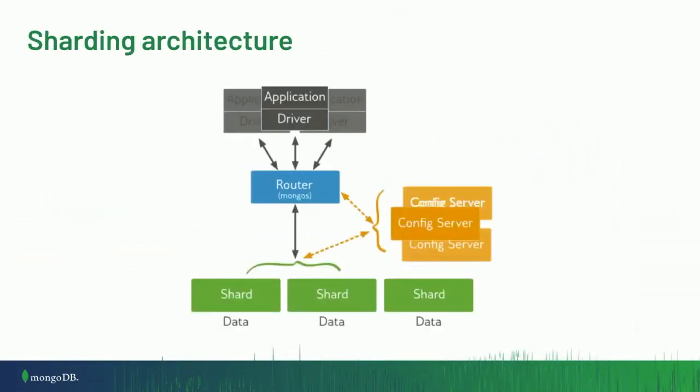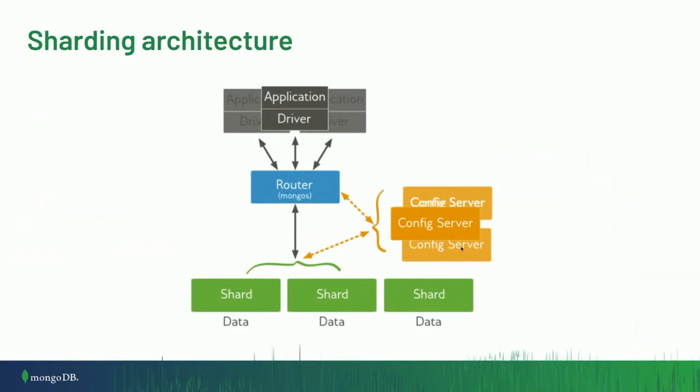So sharding is typically deployed in this configuration. There are three types of nodes. We have the shards in the bottom, which I already described. Each one of these is 3 nodes for high availability, a primary with 2 secondaries, and this is what contains the data. We have the router, which is what the application and the driver connects to.